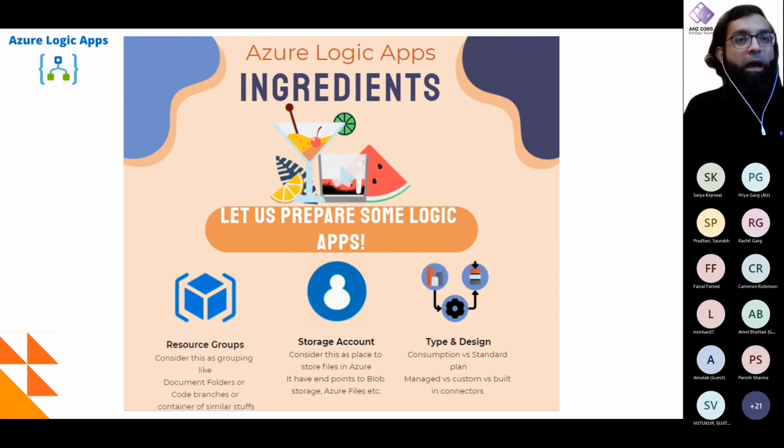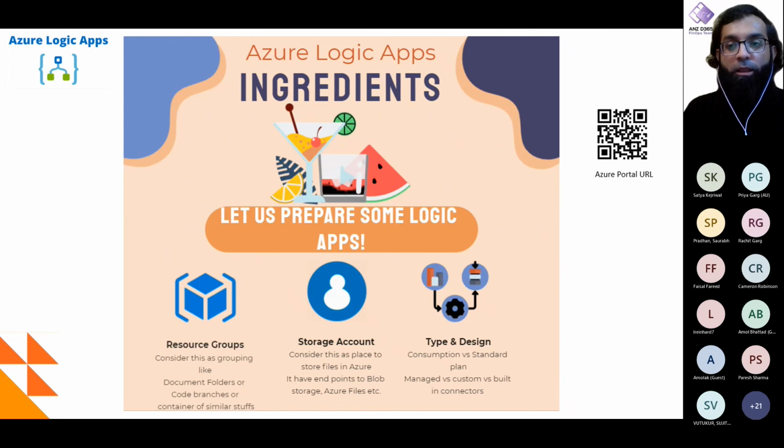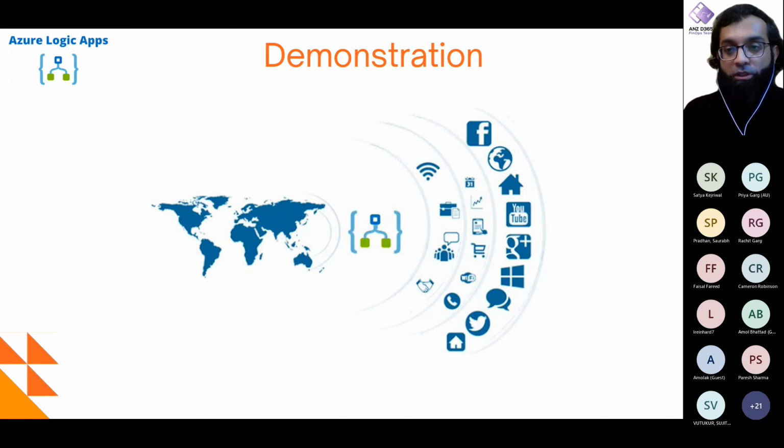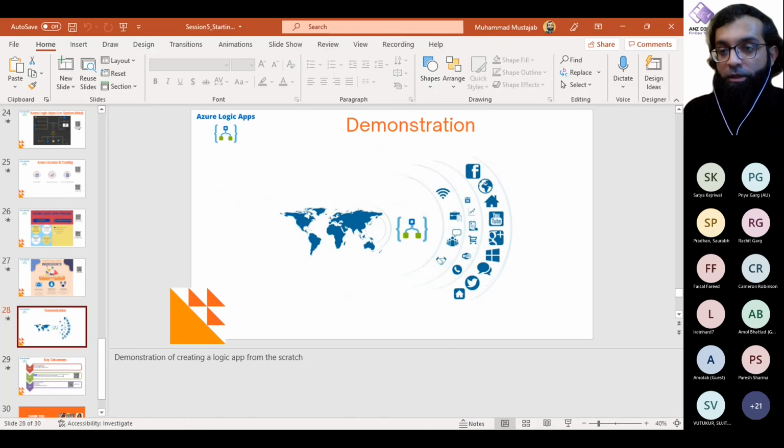So this is what you need to start off preparing the logic app. We have to know these three ingredients. And now I think it's time to move towards the demonstration. But here is the first URL that you have to use, the Azure portal URL, where we will have all the information and details, and where we'll be performing all these actions as well. So here, let's go to the demonstration now. Let me share my other screen again.